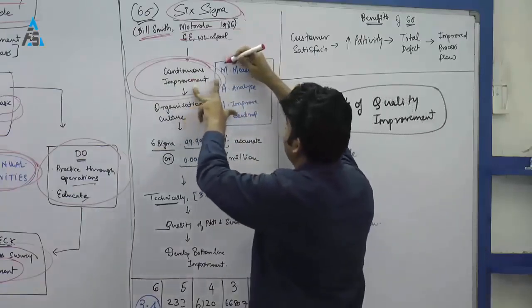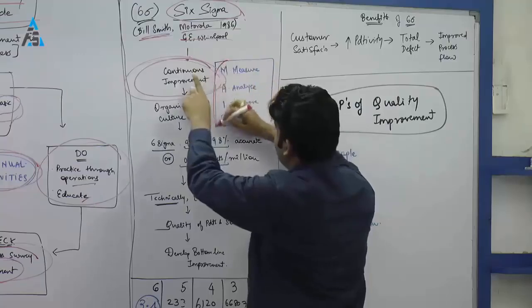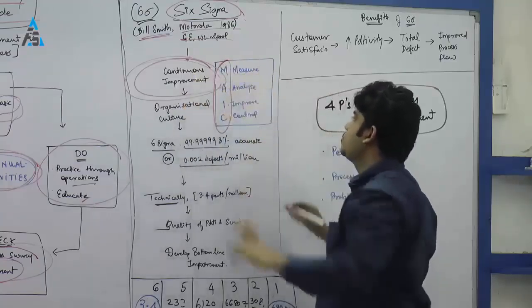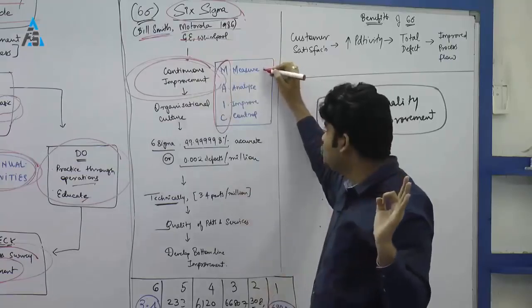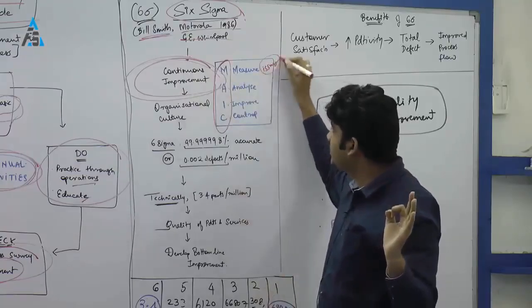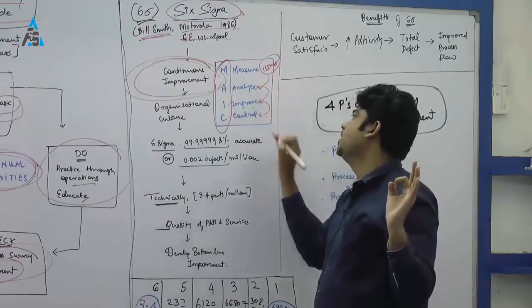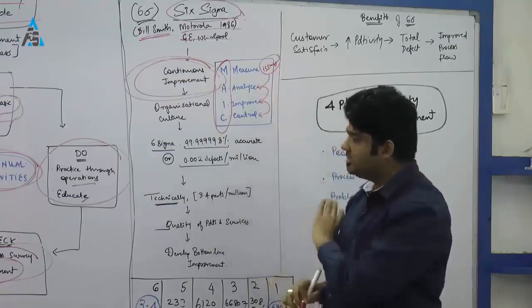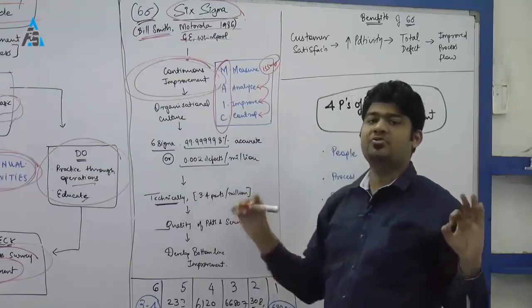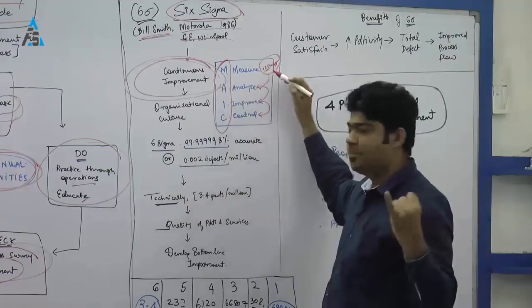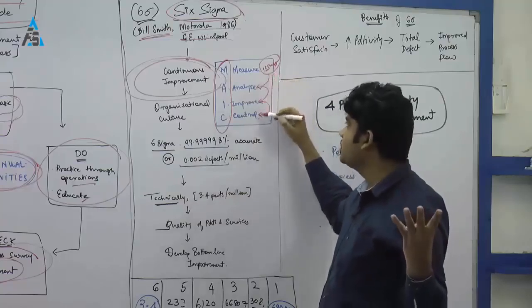How will you focus on continuous improvement? By MAIC: measure, analyze, improve, control. Measure the issues which are there in your product, then analyze how you can improve, and then control those deficiencies, and things will be without any errors or without any defects. So MAIC: measure, analyze, improve, control.